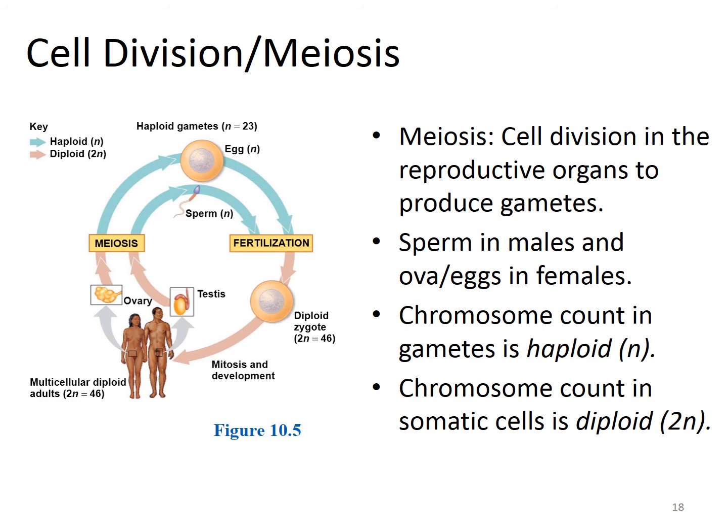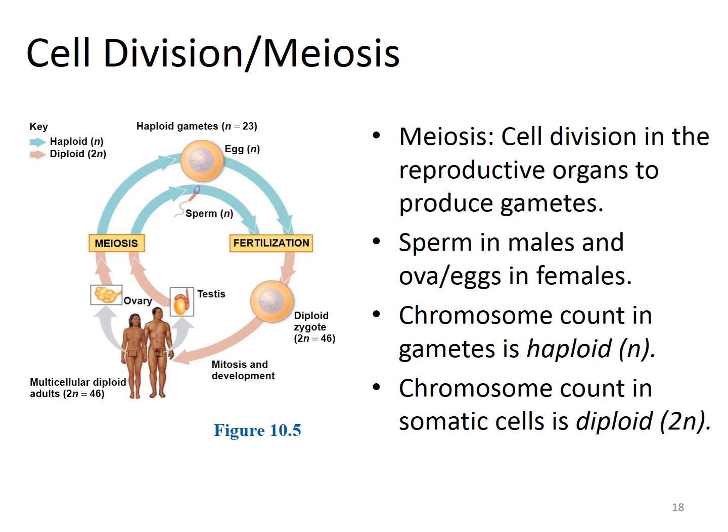But meiosis is cell division in the reproductive organs. It produces these special sex cells or reproductive cells called gametes, sperm in the male and ova or eggs in the female. The chromosome count in the gametes is haploid. It's represented in shorthand by just the letter N.